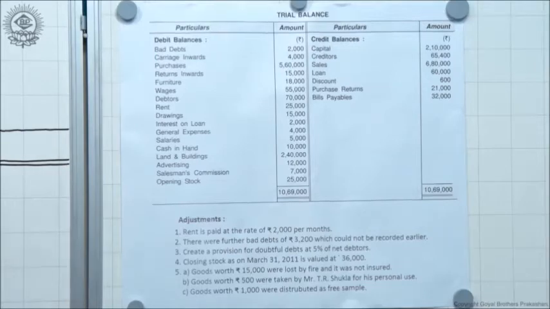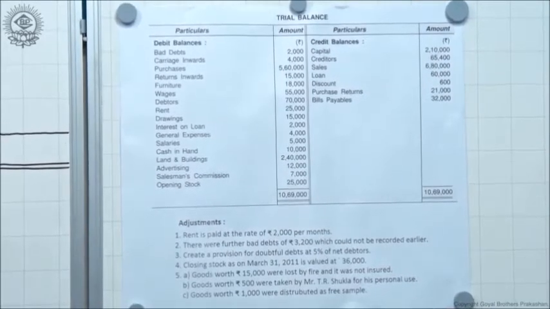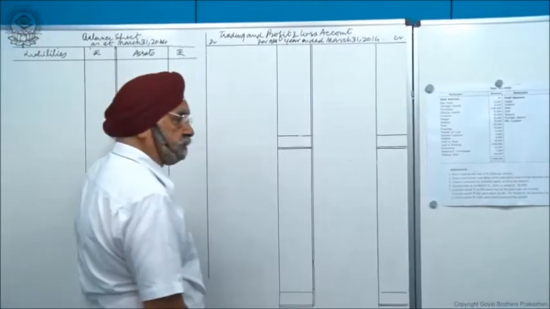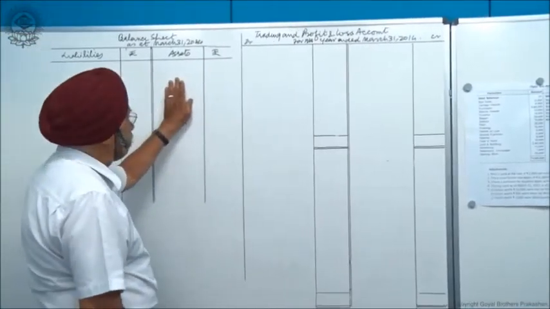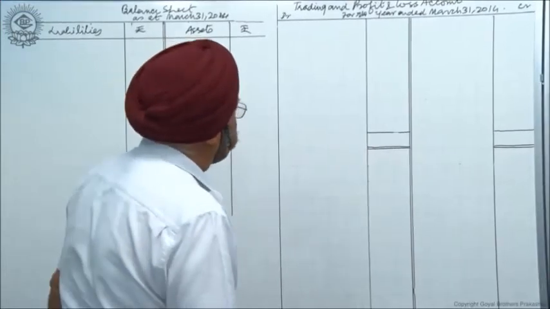Let us try to solve this question. Here is the ruling. The first part is the trading account. The second part is the profit and loss account, and we have a balance sheet here, and we will prepare the trading account, profit and loss account and balance sheet from this information.